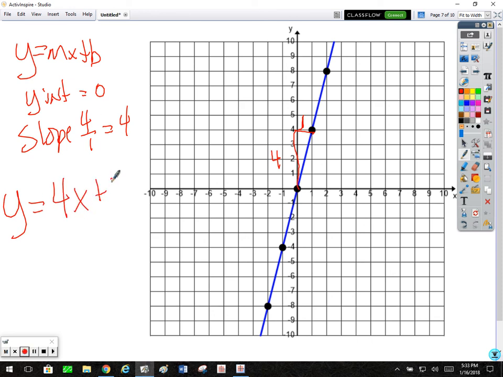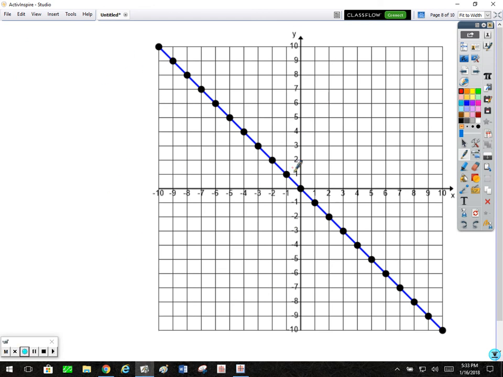Now you can write the 0. There's nothing wrong with that. But remember, this is what you're probably going to see on a test or a quiz, this answer, y equals 4x. Remember, the 0 is understood when it goes through the y-intercept. When it goes through the point of origin, it's understood to be a 0. All right, so let's go with the next one.